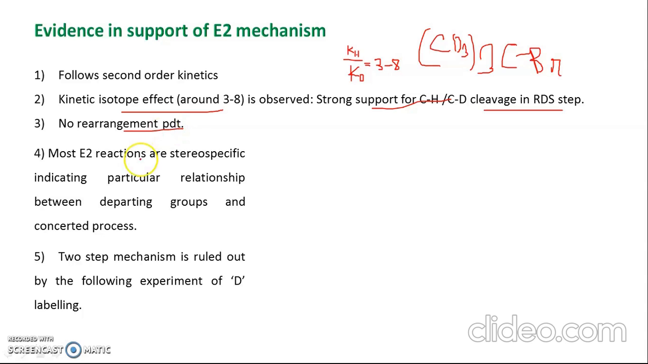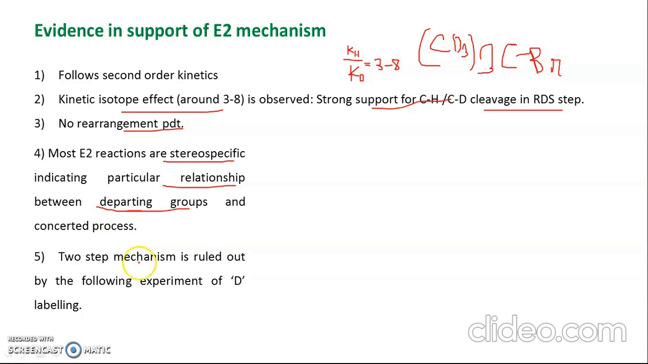Number 4, most E2 reactions are stereospecific, indicating a particular relationship between the departing groups, and it is a concerted process. Stereospecific means suppose there is a possibility of 2 products, but among them we get only one exclusively. In that case we call these types of reactions stereospecific. So there is a particular relationship that is required, which is why we get only that product. Another arrangement of departing groups may also be possible, but maybe that is energetically not so suitable, so that product we are not getting.